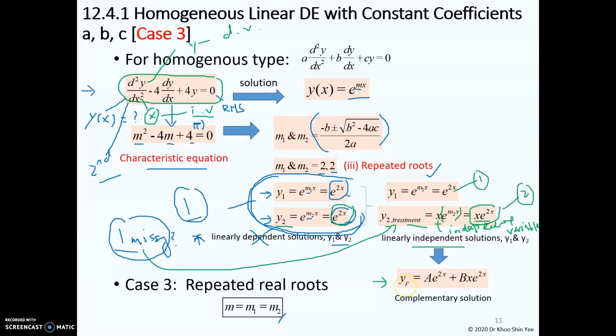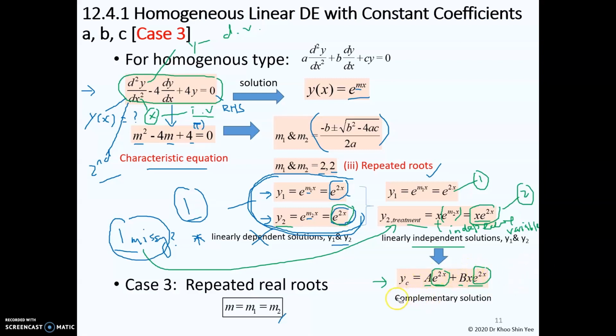Therefore, your complementary solution is equal to constant a multiplied with your y1 plus constant b multiplied with your y2 after treatment. So without treatment, you have exponential 2x and exponential 2x here. So since these two are linearly dependent, a and b here can be combined, which gives you one solution only, which is incorrect. In this example, you learn how to perform the treatment by multiplying it with x. So by doing this, you have two independent solutions.